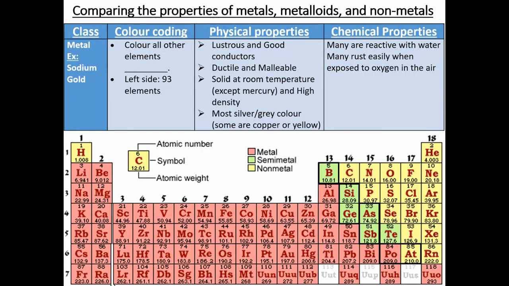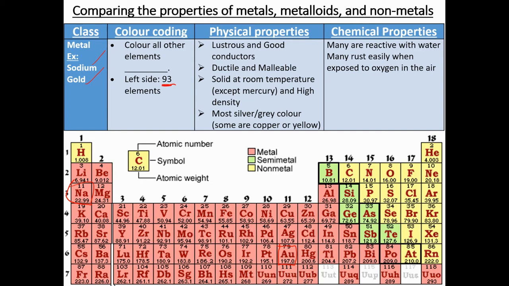So first we'll go over the metals. Here we have some examples of metals like sodium and gold. So here's sodium, color-coded in red there. And then we have our gold over here, also color-coded in red. So if you were to color code them, you would find that you're coloring about 93 elements that are metals.